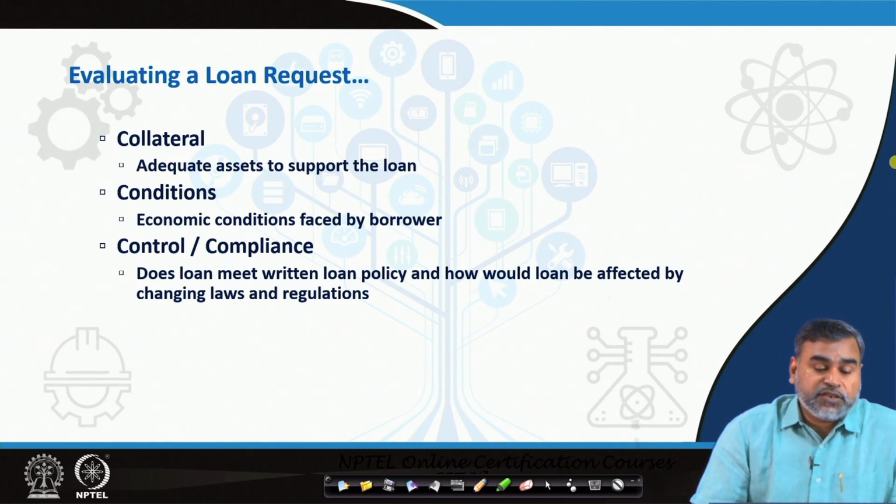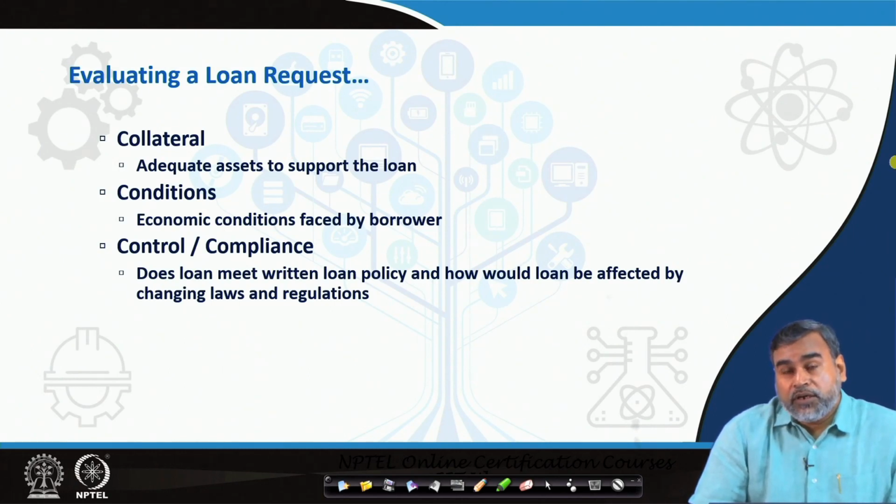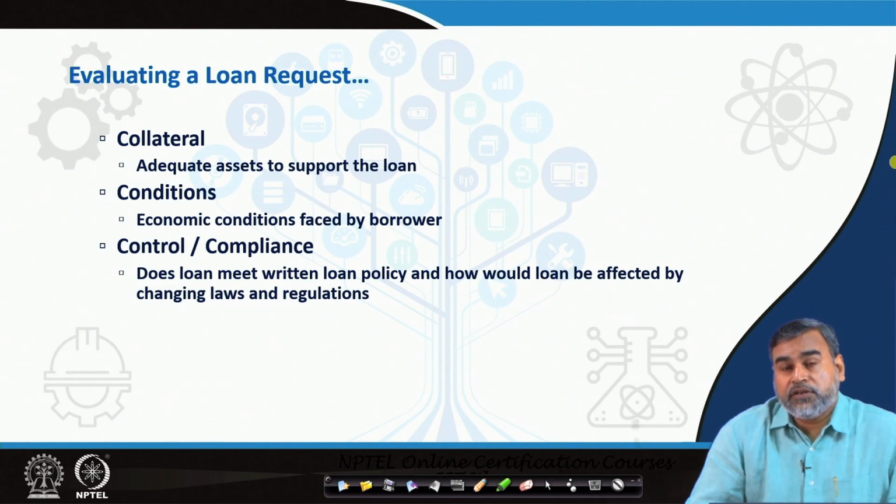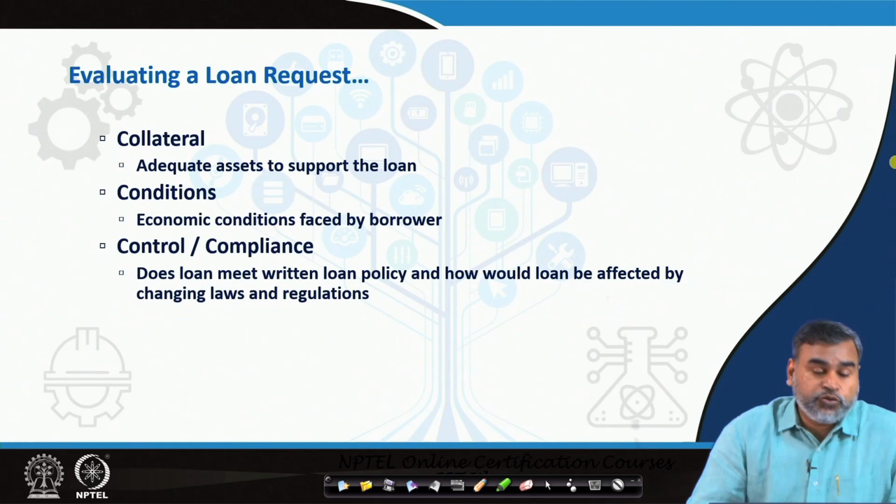So, the economic conditions faced by the borrower are another factor the banks look at whenever they evaluate a loan. If it is an individual loan, then they have to look at where that person is working, in which sector, and whether that sector has the potential to generate this much cash flow for this time period or not. Those kinds of assessments the commercial banks do whenever they evaluate a loan request for individuals. Then control or compliance, what does it mean?